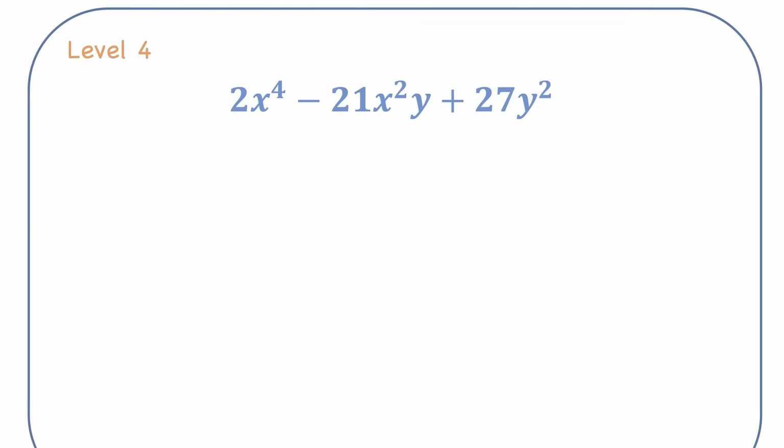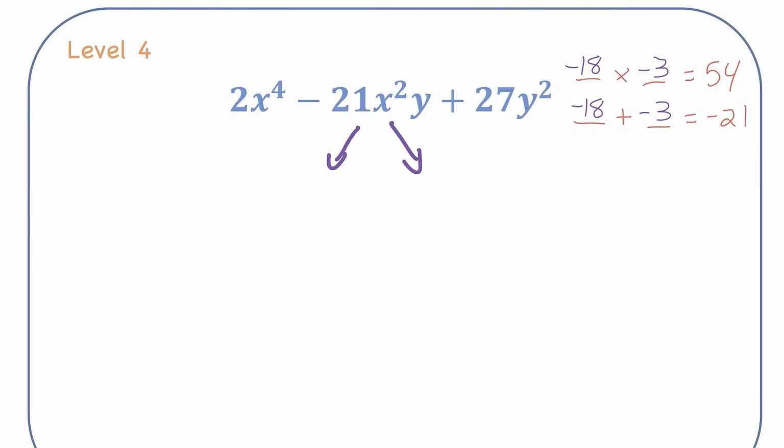I have a trinomial where the factoring method of decomposition that we did in level 3 will work again. I need to find numbers that have a product of 2 times 27, so a product of 54, and a sum of negative 21. The numbers that satisfy that product and sum are negative 18 and negative 3. So I'll split the middle term into negative 18 x squared y minus 3 x squared y. And then I'll leave the rest of the expression as it was.